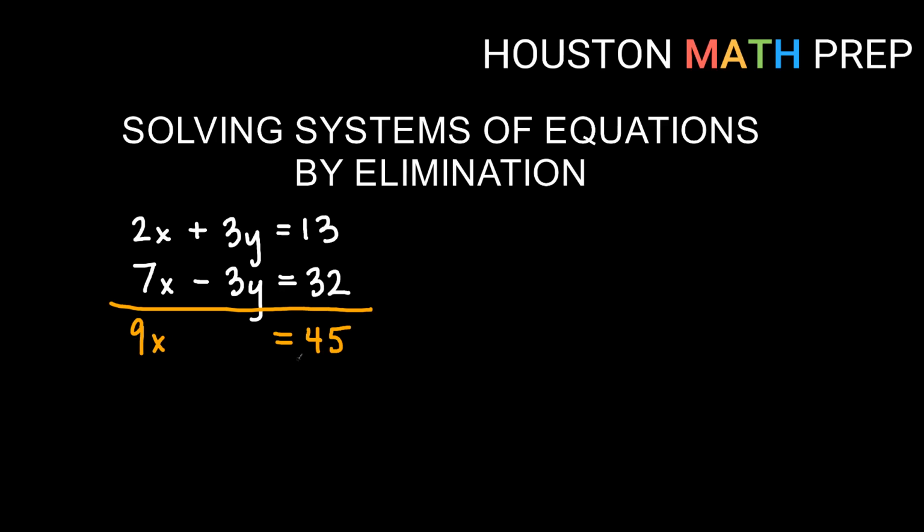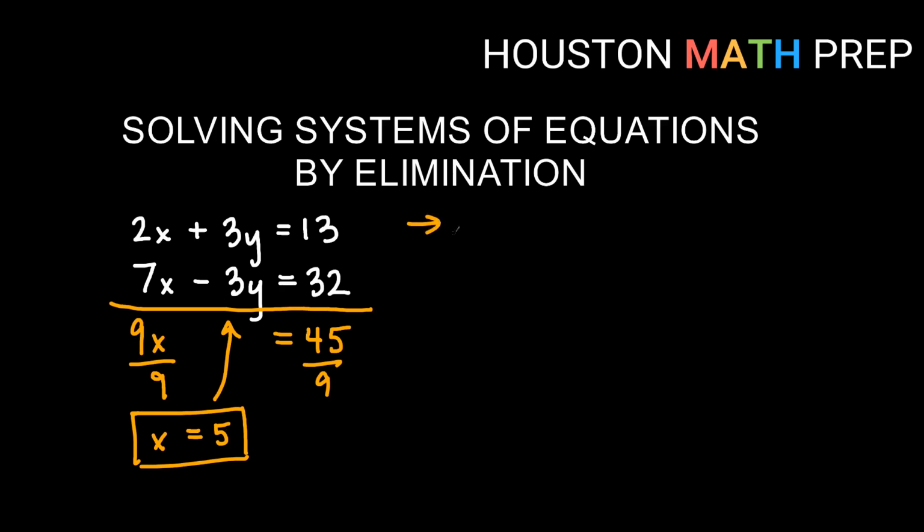Now this is very easy to solve from here. 9x equals 45, we'll just divide by 9. And then we get our answer is x equals 5. Now, that is the answer for x. Obviously, we still need an answer for y. So what you can do at this point is take your x equals 5 and plug it into one of the equations you started with. It doesn't really matter. You can choose the one with smaller numbers. You can choose the one that looks easier for you to do. Whatever you like. I'll just plug it into the first one.